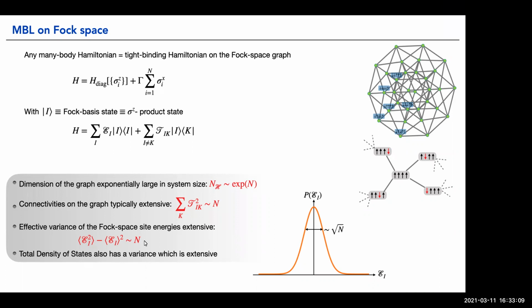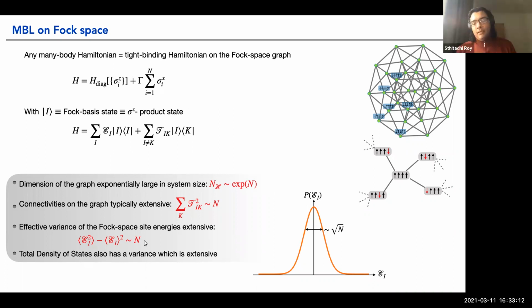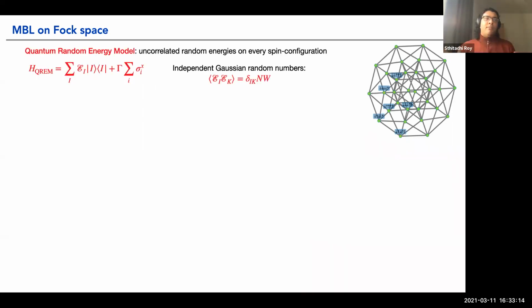Okay, so within this setting, the simplest model that I can write is the so-called quantum random energy model, where the spin flip terms stay as I had written before, but to each spin configuration, I actually assign a completely independent Gaussian random number with a variance which scales as n times some effective disorder strength W. You can set W to 1 if you want.